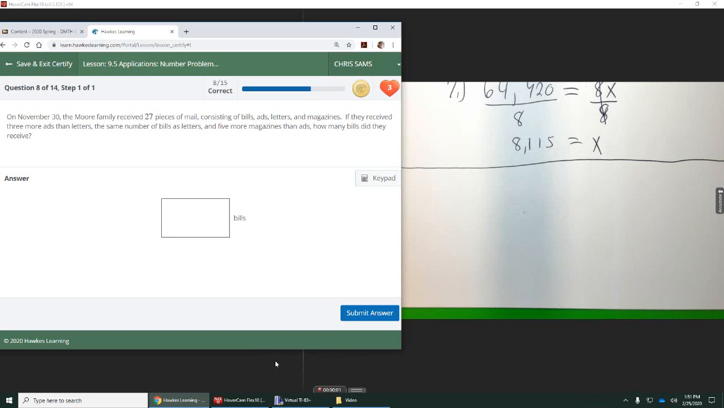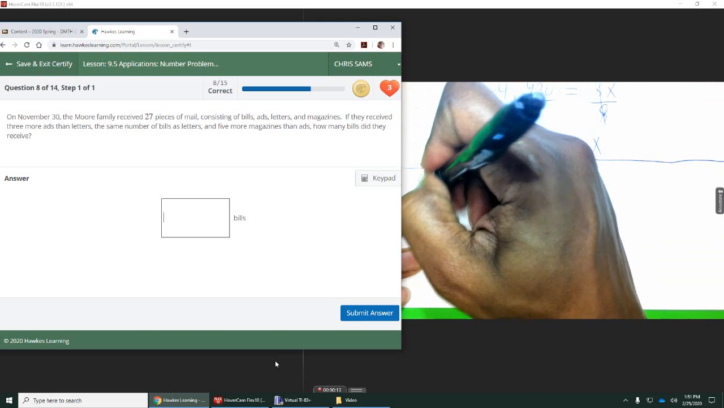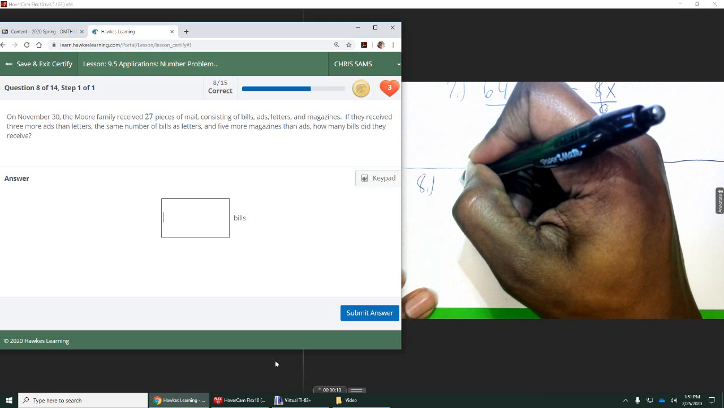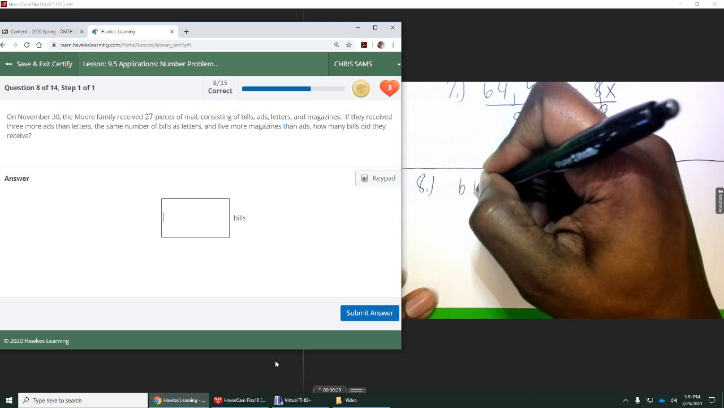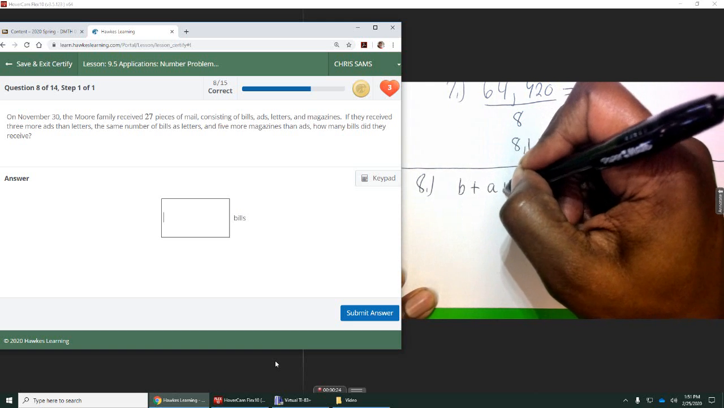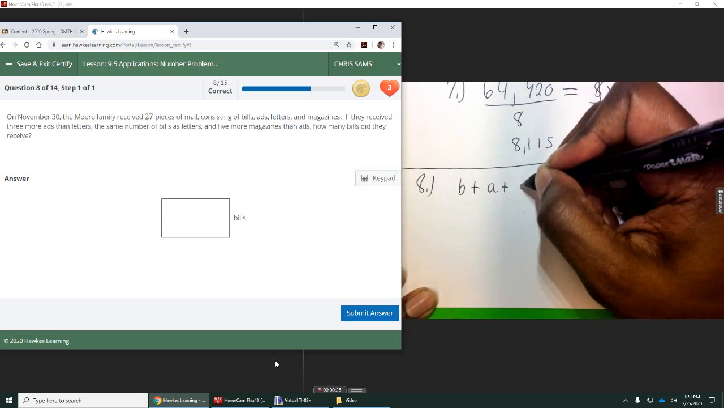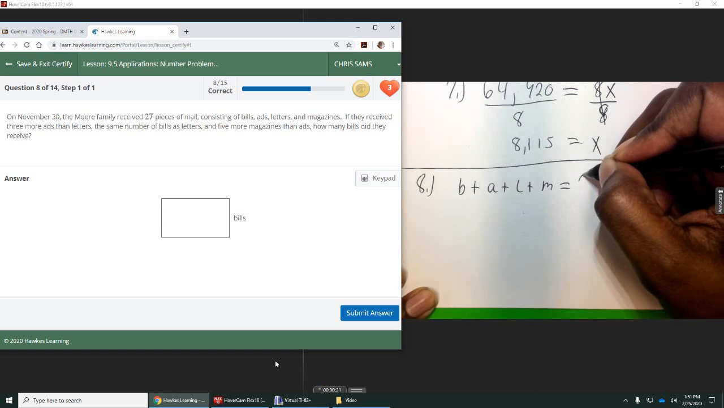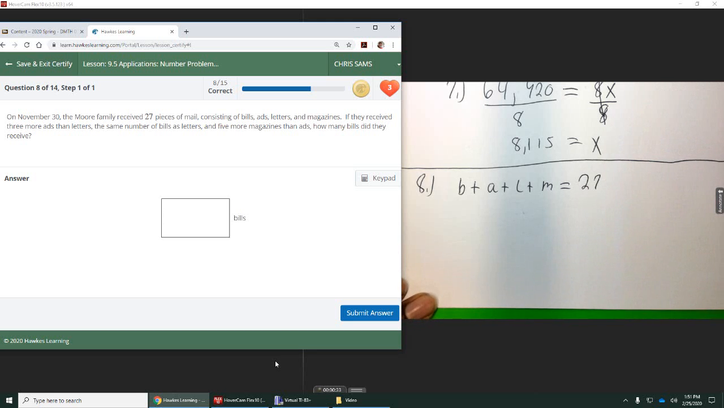All right, number eight says on November 30th, the Moore family received 27 pieces of mail consisting of bills, ads, letters, and magazines. Okay, so I'm going to start out with that first part. So we got 27 pieces of mail, and of those we have some bills. So the number of bills plus the number of ads, I'll use A for ads, plus the number of letters, and then plus the number of magazines. Adding all those pieces up will give us 27 pieces of mail.